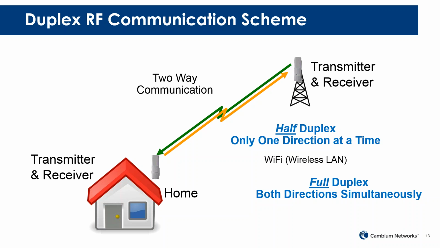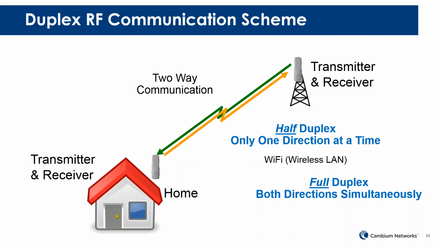Within this duplex RF communication, you can actually break it down even further, and oftentimes you'll hear terms like half duplex or full duplex, and what does that mean? Half duplex is basically saying, although I have two-way communication, I can only communicate in one direction at a time. So for some moment in time, I'm talking in the downlink direction, and then pause, full stop, and now I'm going to talk in the uplink direction.